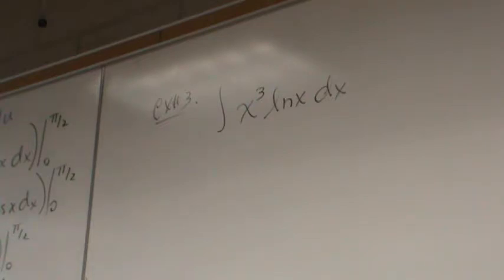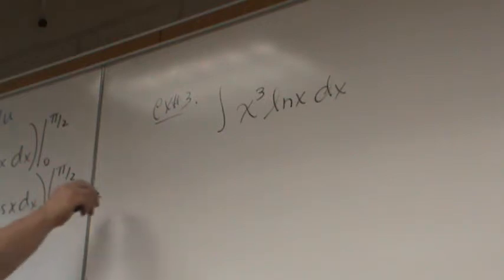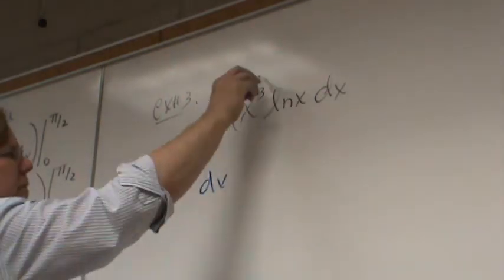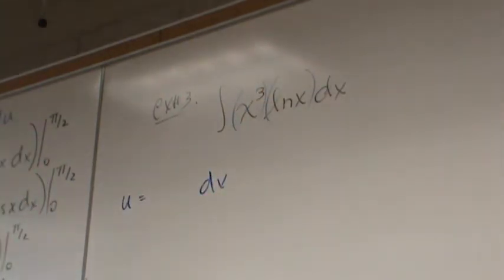You've got to choose a u and you've got to choose a dv. You've got to choose a u such that when you take the derivative it makes things easier, hopefully. And you've got to choose a dv such that when you take the antiderivative it doesn't make things very much more complicated. So what are you going to choose as your u and your dv here? And you've got two choices, right? x to the third and log natural of x. Those are the two functions being multiplied together. You guys ready to vote?